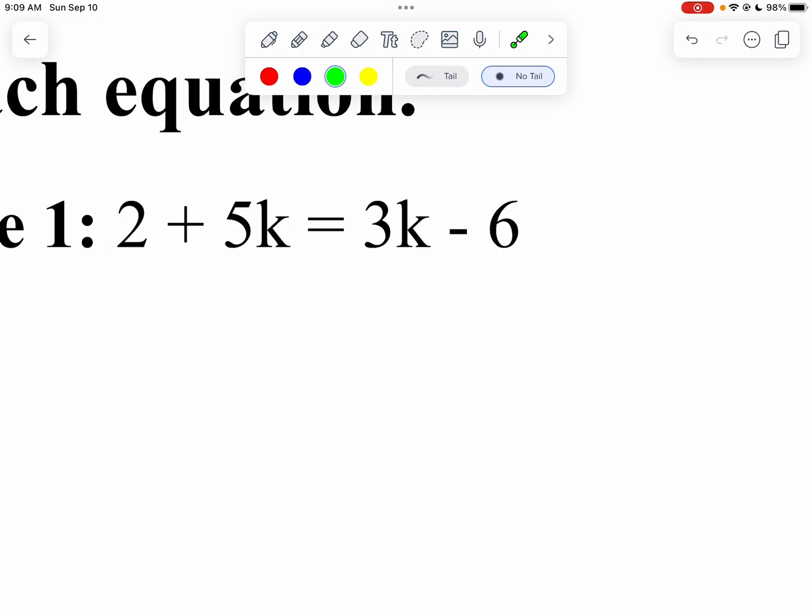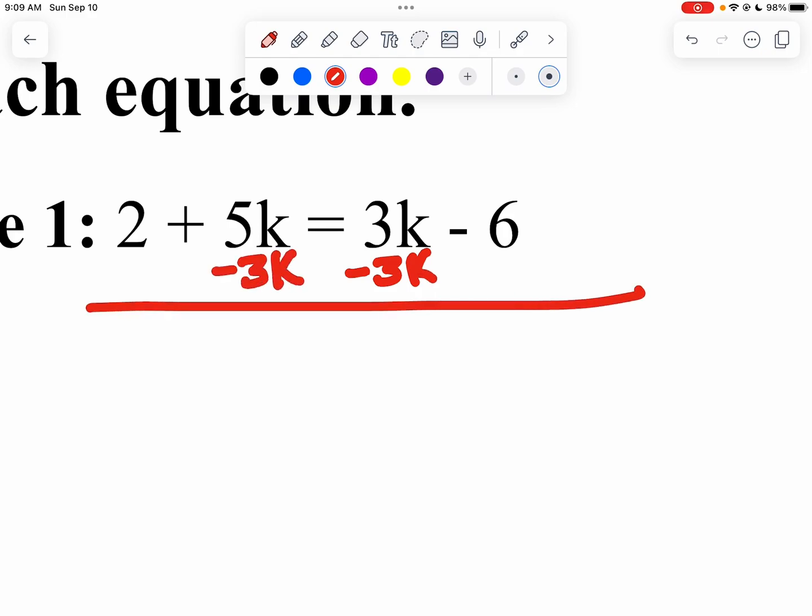But if I think ahead, in order to get rid of the 3k, I'm going to minus 3k from both sides. If I want to get rid of the 5k, I'm going to minus 5k from both sides. I get a negative here. I like to do things where I keep my variable positive. So it doesn't matter which k you move. I'm going to subtract 3k from both sides.